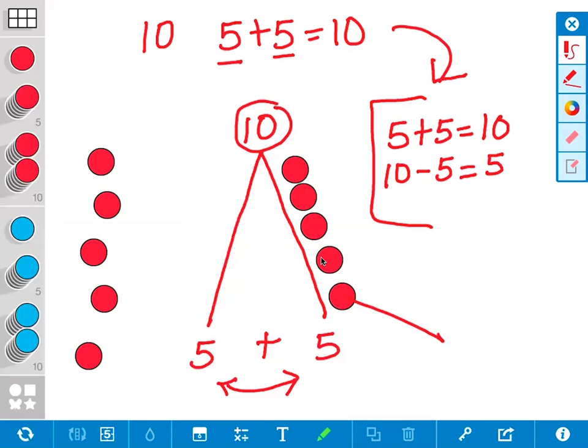So the numbers with equal partners will look different than the other numbers. And so the members of this family are just 5 and 10. Just 5 and 10 in this family.